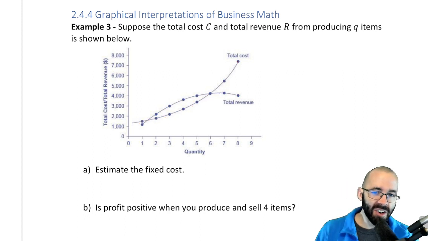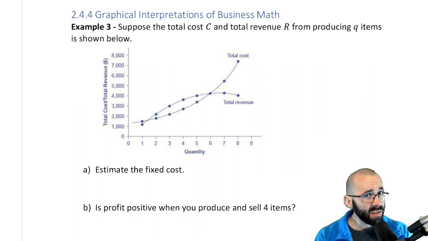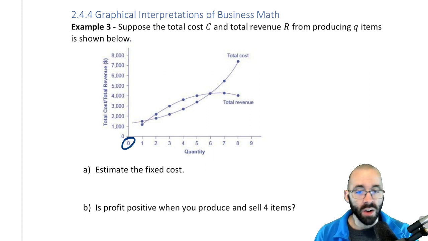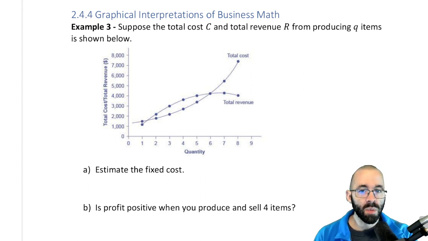Let's estimate the fixed cost to start with this. So what is fixed cost again? That's the cost that you always have to pay, even if you're not producing anything. So not producing anything, that's the y-axis, right? Not producing anything is when our quantity is 0. What do you think our cost is when we're not producing anything?